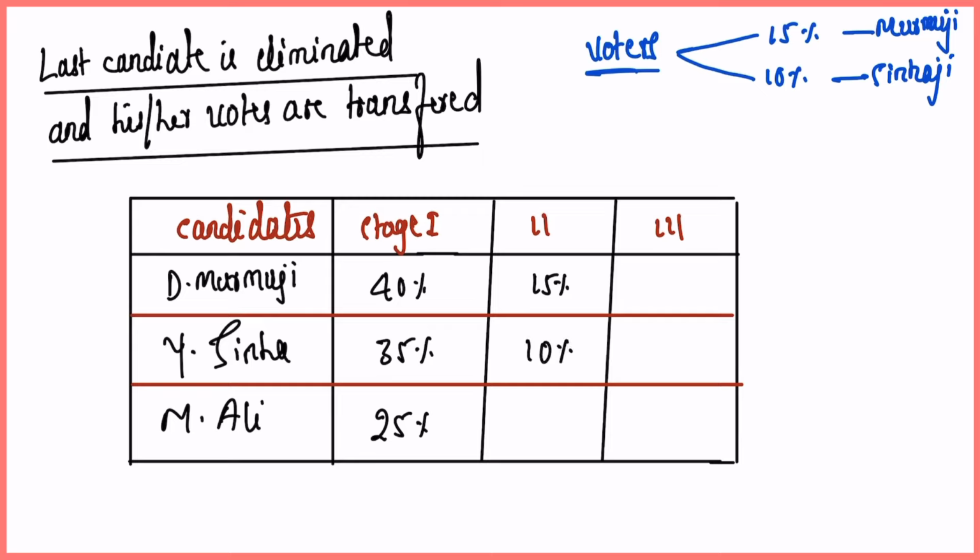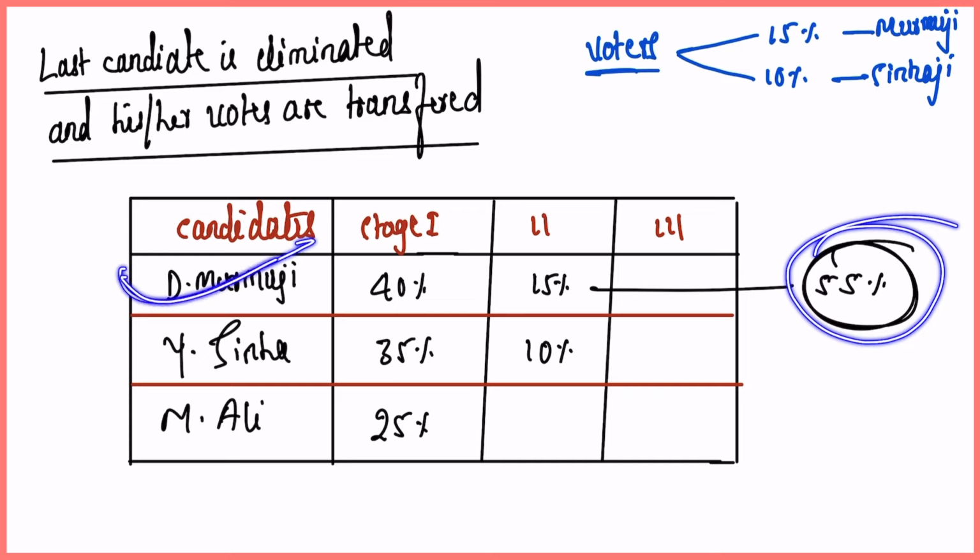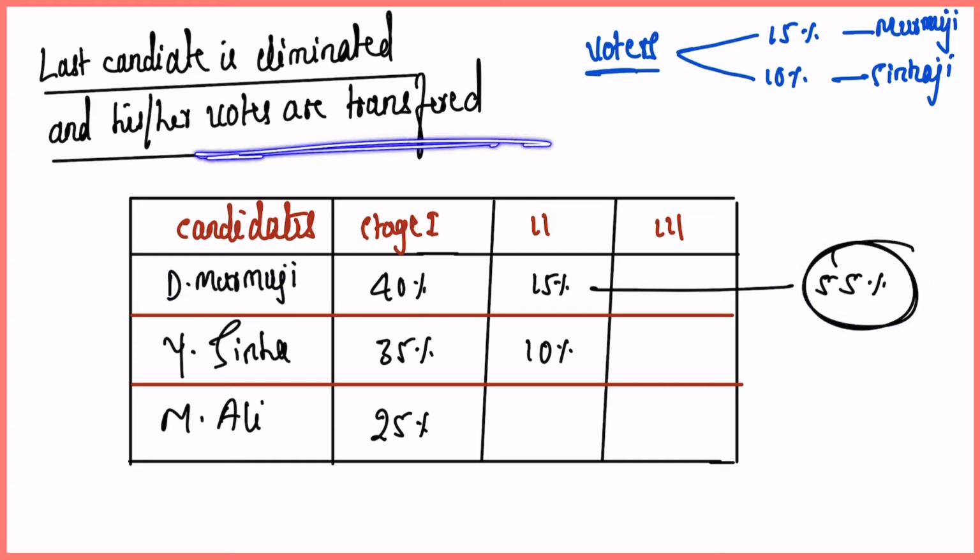Now we have a winner, right? Because 40% plus 15% is 55%, which is more than the absolute majority required by the constitution, and Draupadi Murmuji wins. We don't go for a third round, right? Because she has already achieved 55% of the vote share. And this happened because of the single transferable voting system.